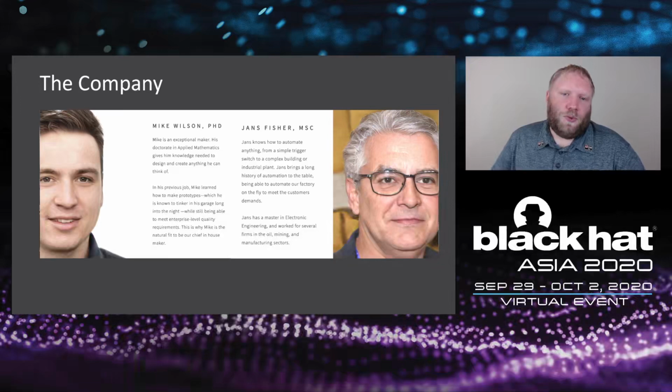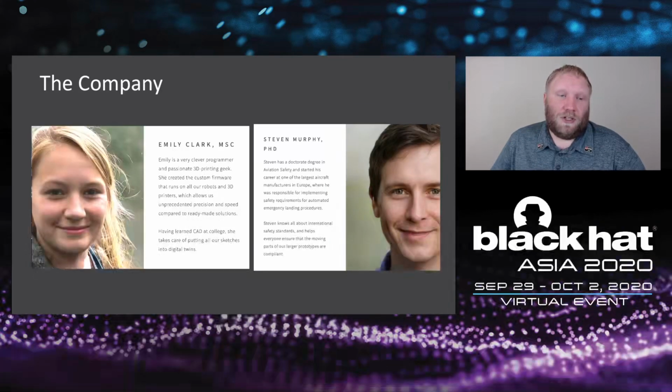Next, we went to thispersondoesnotexist.com, and we created a number of employees. We had 4 employees total. The first one being Mike Wilson, who was kind of our chief maker, and he ended up being our IT guy, and we'll talk a bit more about him later. We also had Jans Fischer, who was our engineer. We had Emily Clark, who was our 3D modeler, and Stephen Murphy, who was our safety guy.